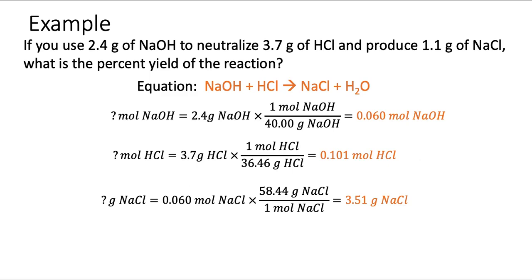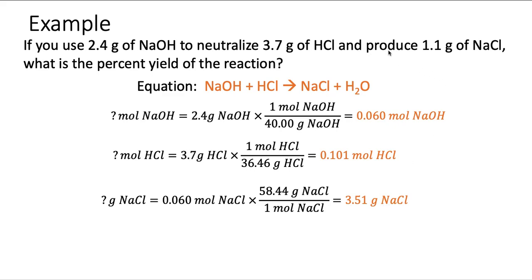What does this tell me? This tells me that if I have 2.4 grams of NaOH, because it is my limiting reagent, if all of that mass reacts to produce NaCl, I should be getting 3.51 grams of NaCl. This is theoretically what I should be getting. So anything you calculate from the balanced chemical equation, etc., anything of that sort, will give you the theoretical yield, theoretical mass.